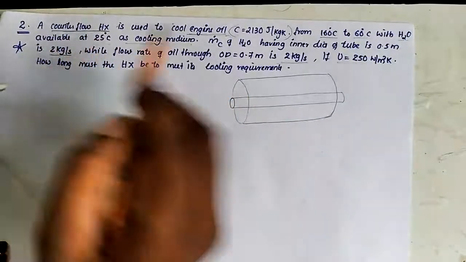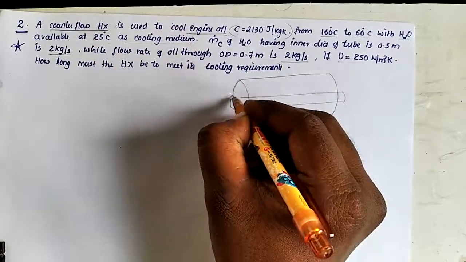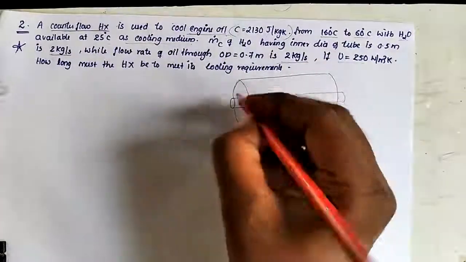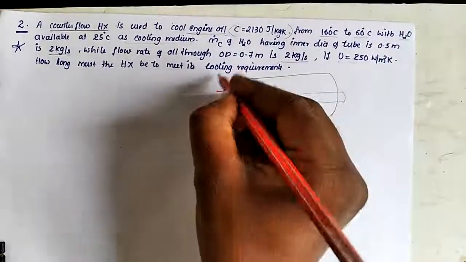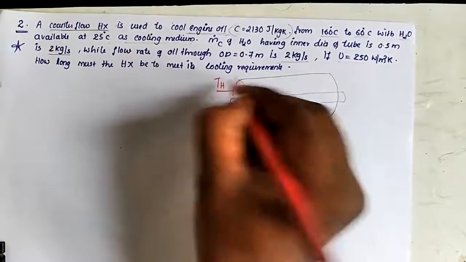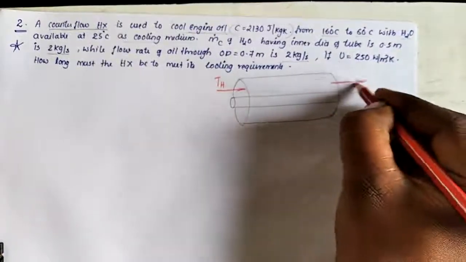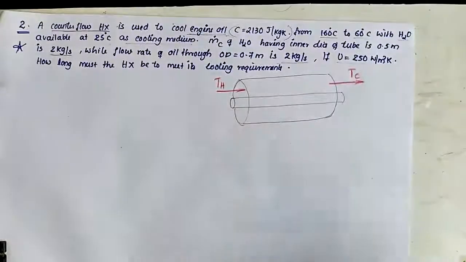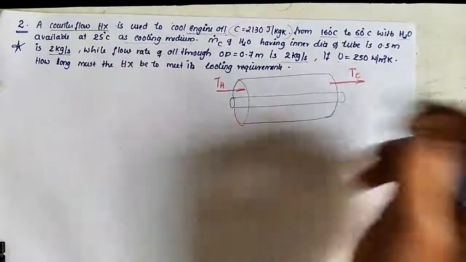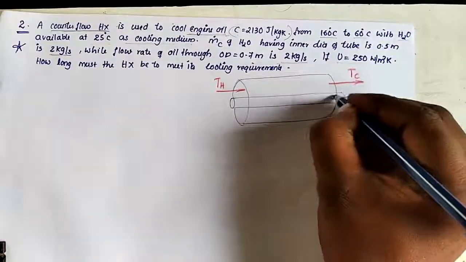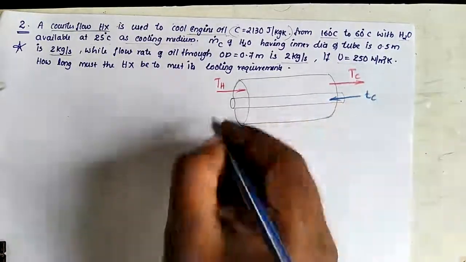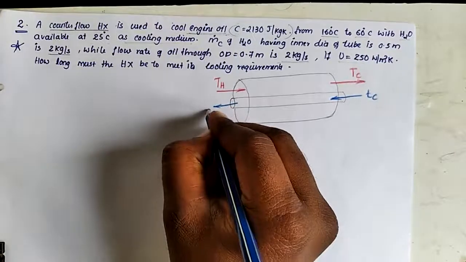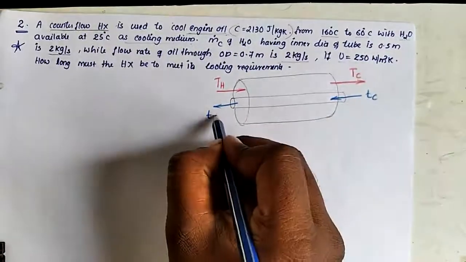Here it is a counterflow heat exchanger, hence we need to indicate the direction of the oil flow. This is the hot inlet temperature, capital TH, and this is the hot outlet temperature. Since this is a counterflow heat exchanger, the water flows in the opposite direction. This is capital TC, and this is small tc, and this is small th.